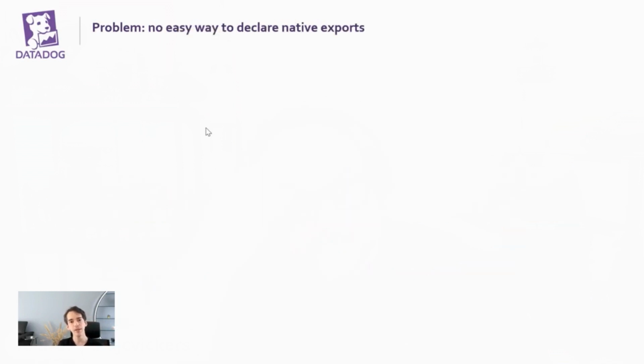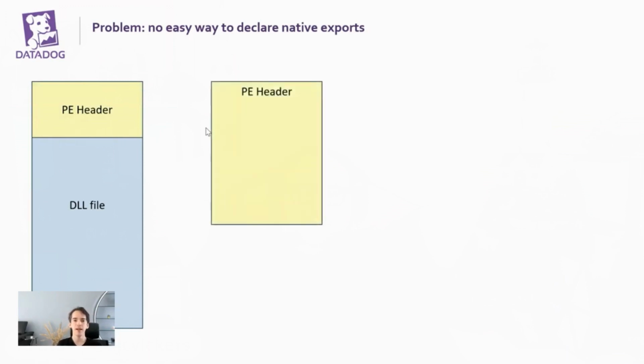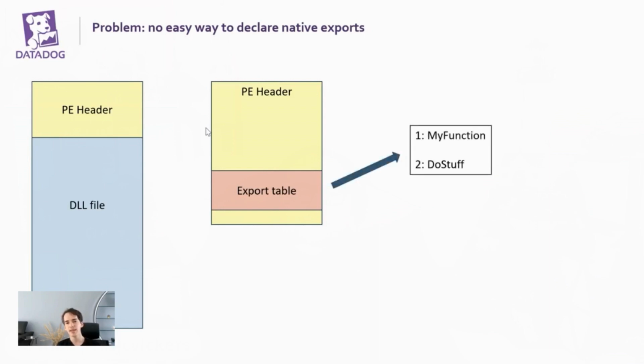Okay, so the next problem is to declare a native export. So let's start by explaining what native exports are. I don't know if you've ever wondered how DLL files work. Basically, how is it possible to load an arbitrary file and execute functions from it? And the trick is in the header. It's a PE header, for Portable Executable, and the format is well-defined. Inside of it, you will find the export table. And the export table will contain various information, such as the name of the functions exported by your DLL and their location inside of the file.